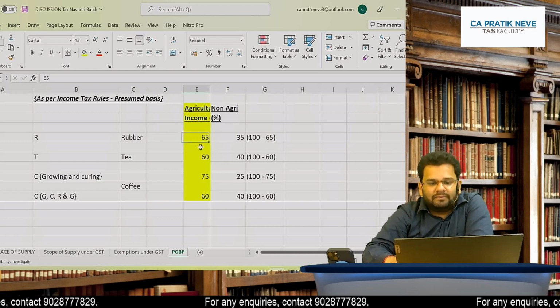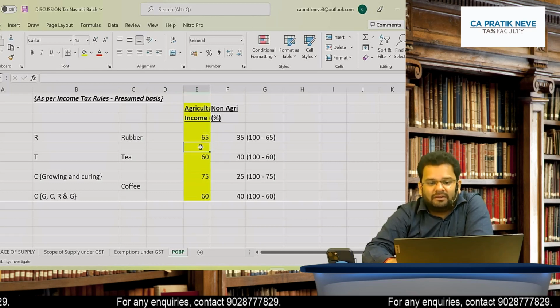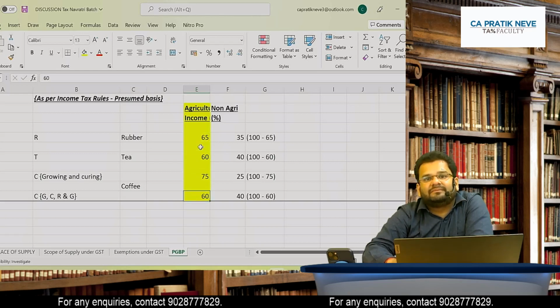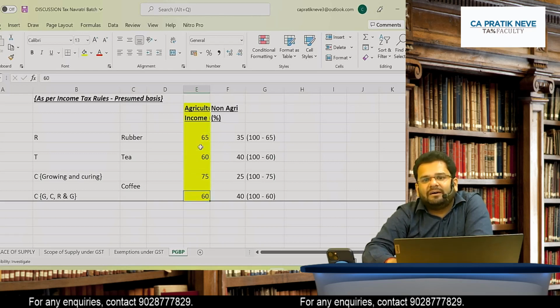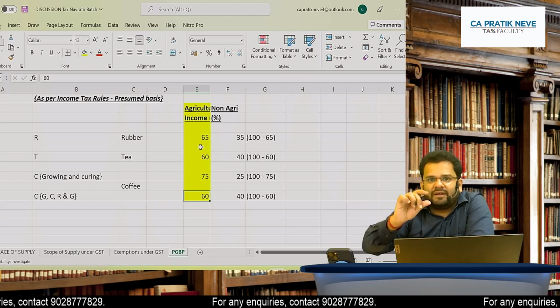Agri income: 65, 60, 75, 60. देखो सिंपल है, 65, 60, 75, 60. याद रहेगा? 70, 65, 60, 75, 60.